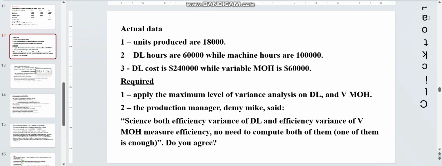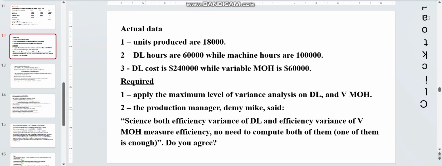Actual data shown as: number 1, units produced are 18,000. Direct labor hours are 60,000, while machine hours are 100,000. Direct labor cost is 240,000, while variable MOH is 60,000. Required: apply the maximum level of variance analysis on direct labor and variable MOH.